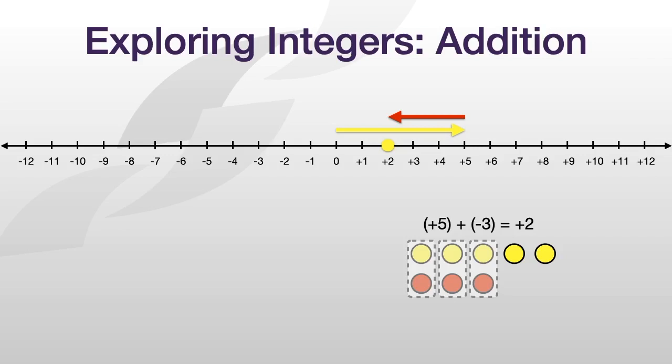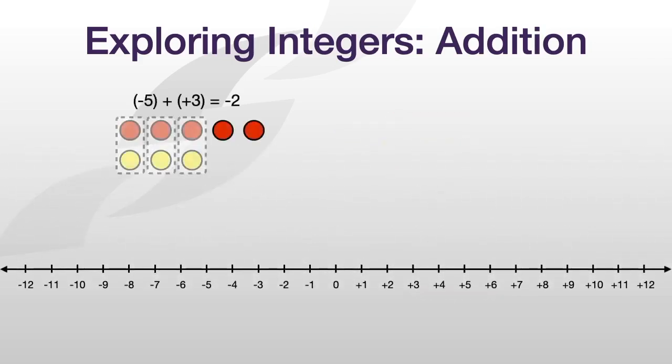Continuing to play with the signs, the last sum is negative 5 plus positive 3 equals negative 2. Moving 5 spaces to the left, then 3 spaces to the right, places us 2 spaces to the left of 0. The sum is negative 2 because we move 2 more spaces to the left than to the right.